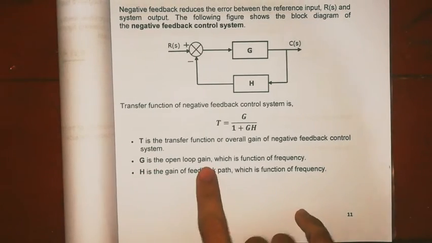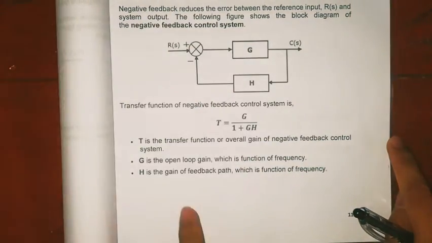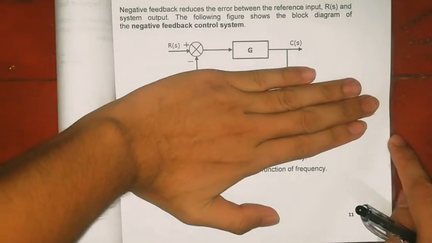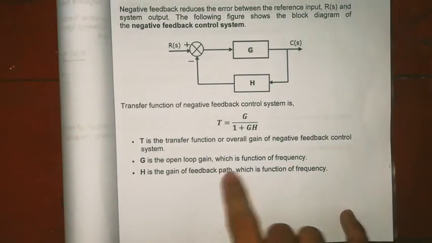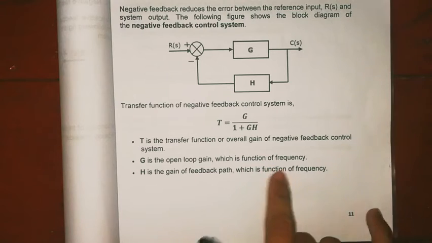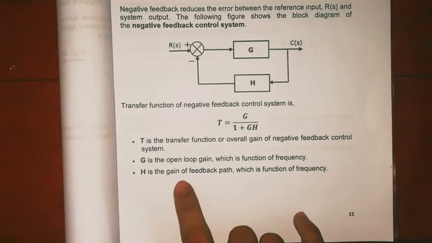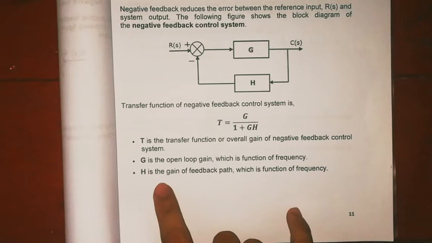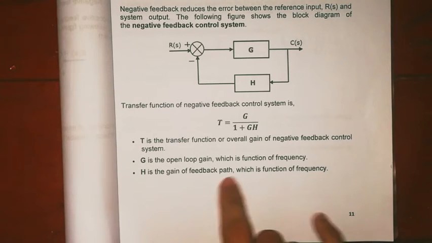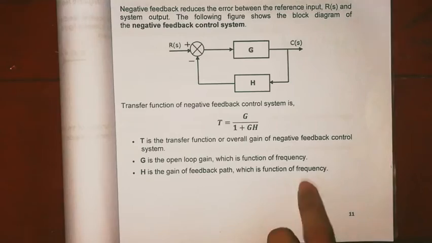T is the transfer function or overall gain of negative feedback control system. G is the loop gain. So, yan. Open loop. Pag tinanggal mo yan, open loop yan. So, G is the open loop gain, which is the function of frequency, and H is the gain of feedback path, which is a function of frequency.